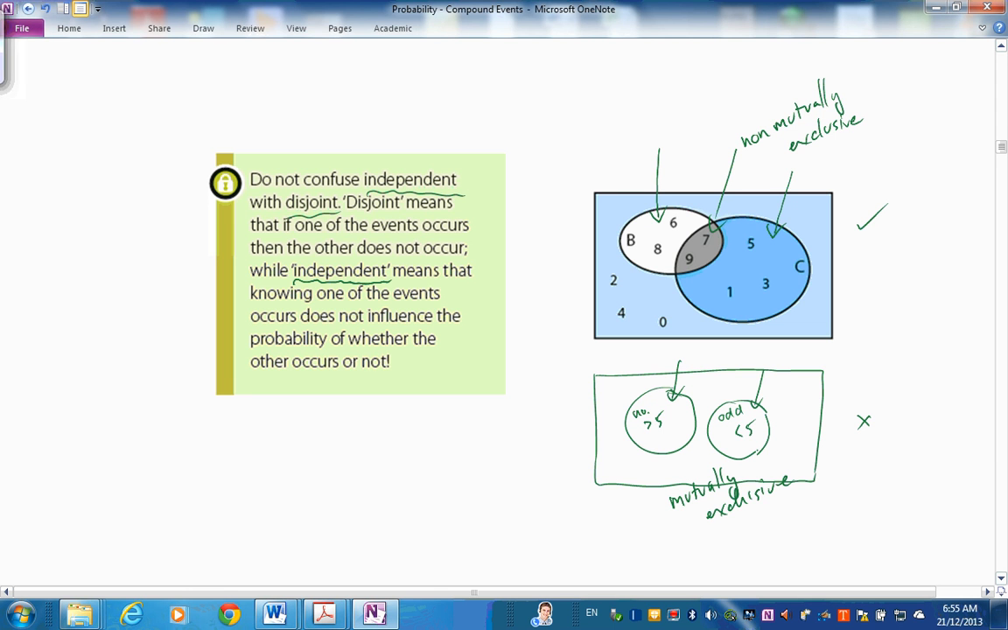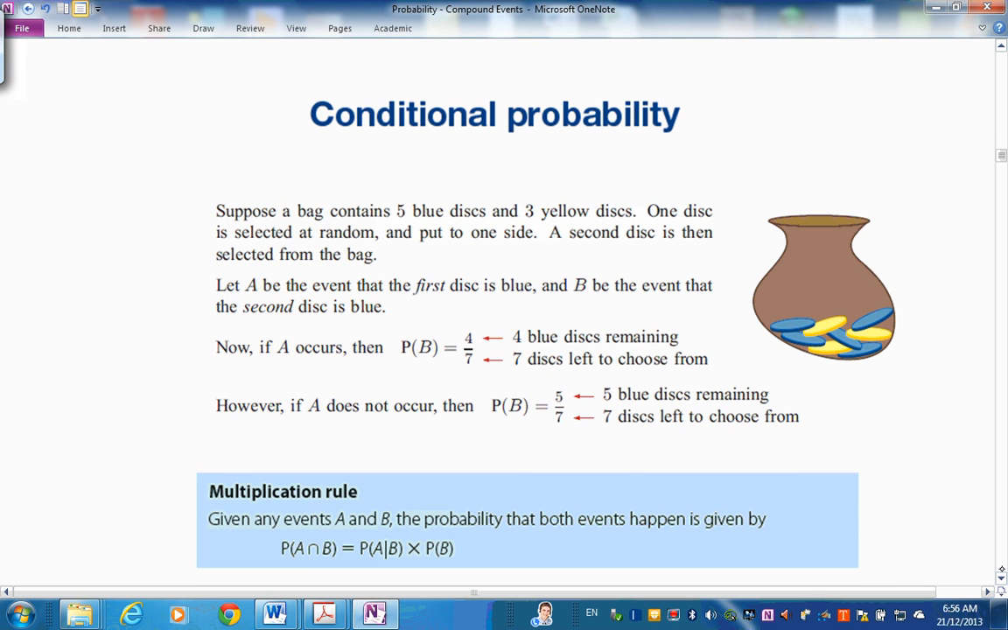So there's two big things here in the IB and in probability in general, and that is the idea of intersection of two sets. Can they both occur together, or do they mutually exclude each other? And then the idea of, are their probabilities dependent upon each other, or independent events? And so independent means that knowing one of the events occurs does not influence the probability of whether the other occurs or not. Two ideas. Try to get your head around that. We're going to build on those right now. So come on down. Let's have a look.